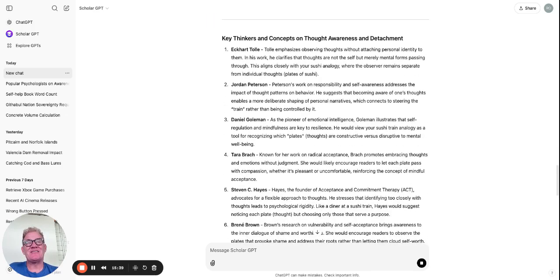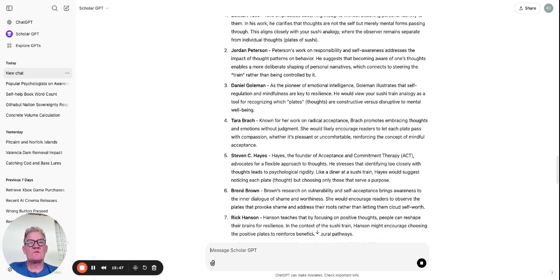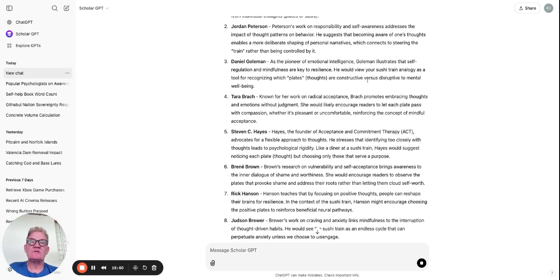Oh, so it's actually analysing how my analogy would be potentially thought of by he would view your sushi train as a tool for recognising which plates are constructive versus disruptive. Yeah, well, that's true. The idea is in there that if you go into a sushi train and the sushi looks off and old and stinky, you don't want it. Whereas if it's nice and fresh, you do. Fresh meaning constructive. I always say positive, but constructive is a better word, actually.